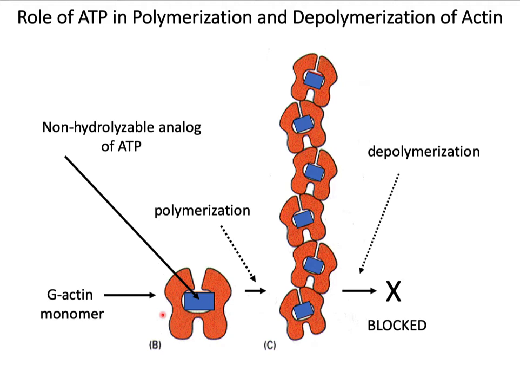Then these ATP analog-charged G-actin molecules were allowed to polymerize in a test tube, and then they were allowed to depolymerize. What the cell biologists discovered was that they could still get polymerization of G-actin monomers that harbored the analog of ATP, but they could no longer get depolymerization. This suggests that the ATP must be hydrolyzed, so ATP hydrolysis plays an important role in the depolymerization of actin filaments, but not in the polymerization of actin filaments.